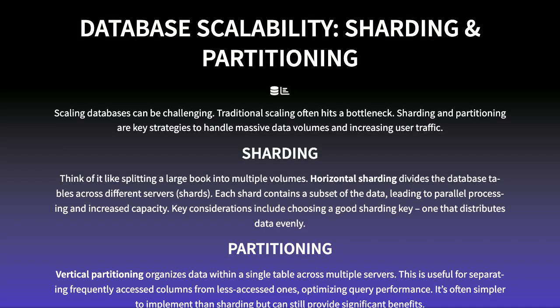Okay, let's talk about scaling databases. When our data gets really big, we're talking massive volumes of information. Simply adding more power to a single server can only go so far. That's where database scalability patterns come in. Today, we're focusing on sharding and partitioning. Sharding is like splitting your book into multiple volumes and distributing them across different shelves. We're essentially dividing our database tables across several servers, each server handling just a portion of the data. This allows us to process things much faster and handle more users.